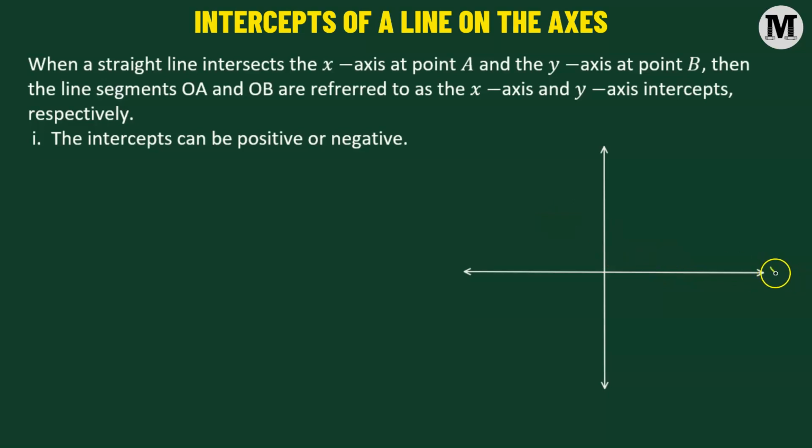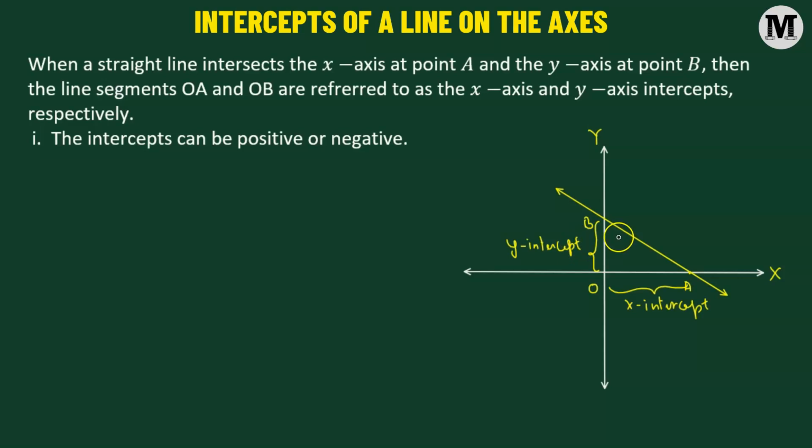So here we have the coordinate axis, we have the x-axis and the y-axis, and we have the origin O. We're going to consider a line which cuts the x-axis and y-axis. Here the line cuts the x-axis at point A and it cuts the y-axis at point B. Now here OA is going to be referred to as the x-intercept of that particular line, and the length OB is going to be defined as the y-intercept of that same line.